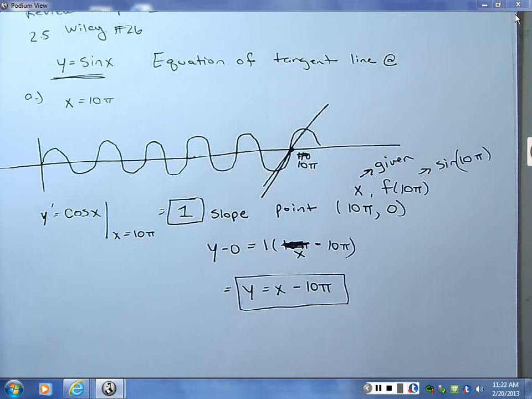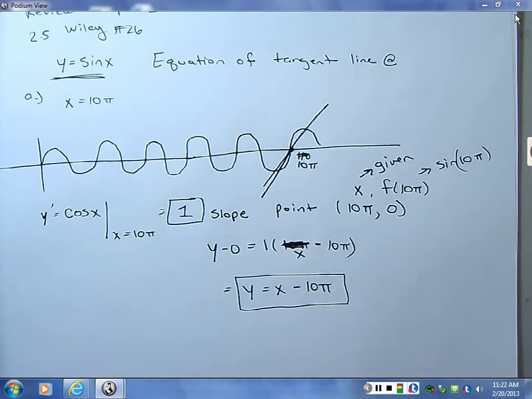Question? And the way you got the 1 is if you put 10 pi into cosine. Correct. The derivative. Because cosine is the derivative of the function, and if I plug the value of x into the derivative, I get the slope at that point.